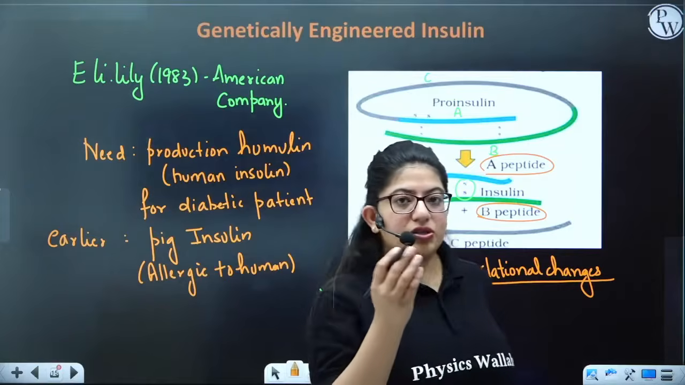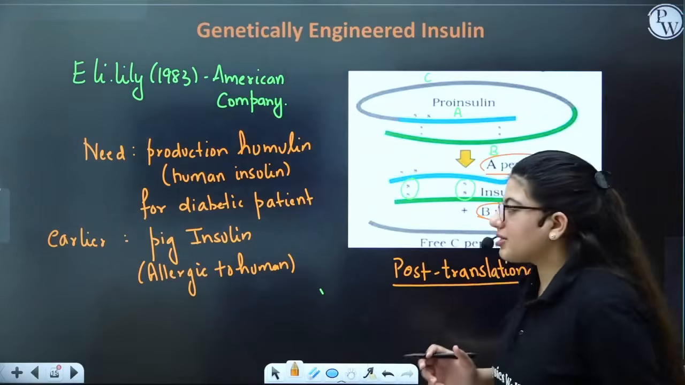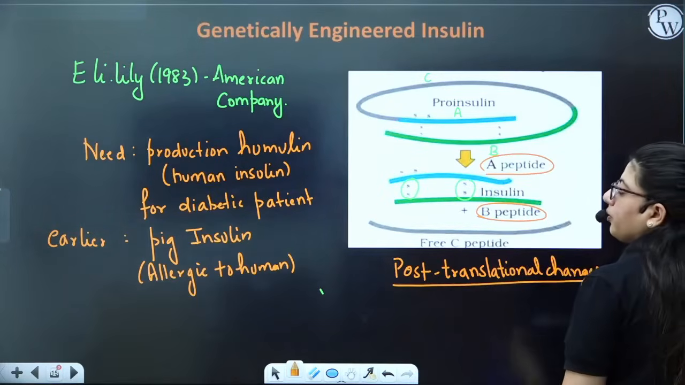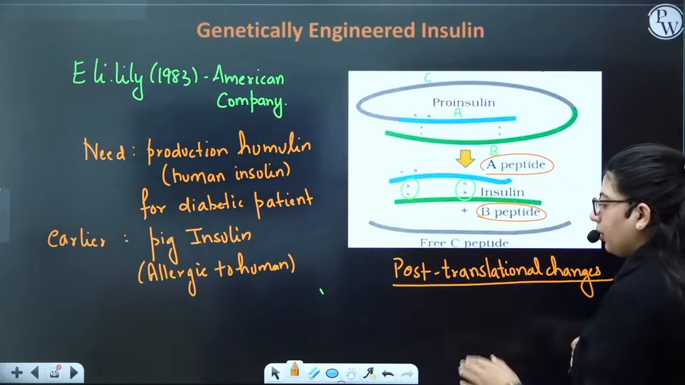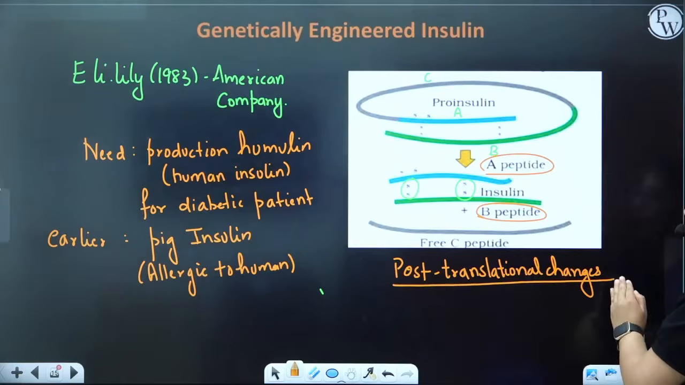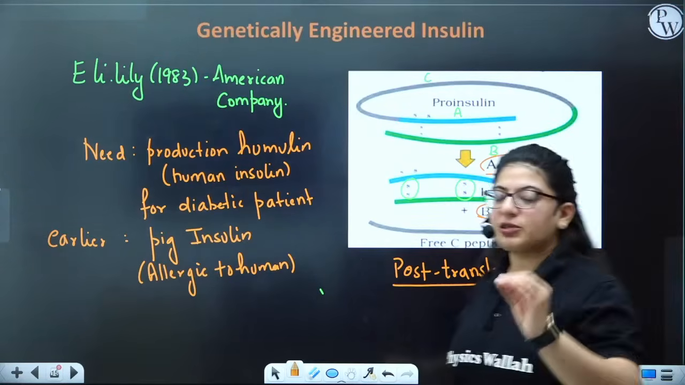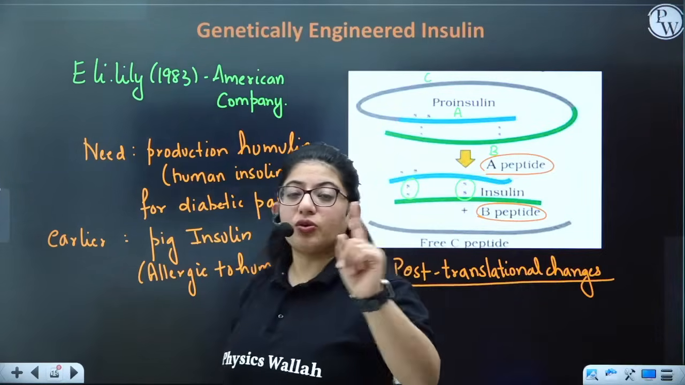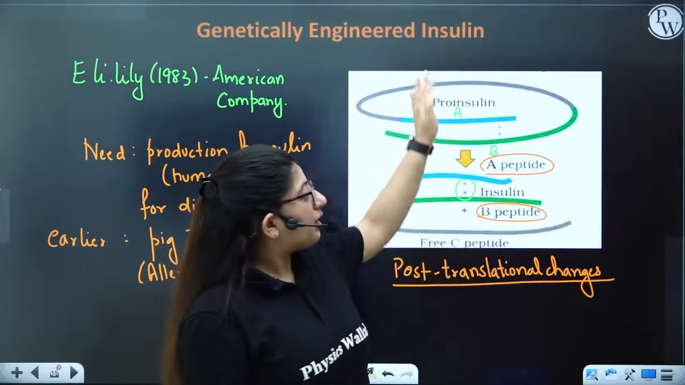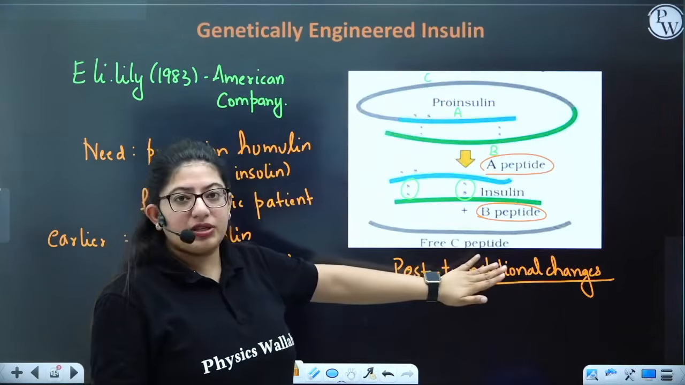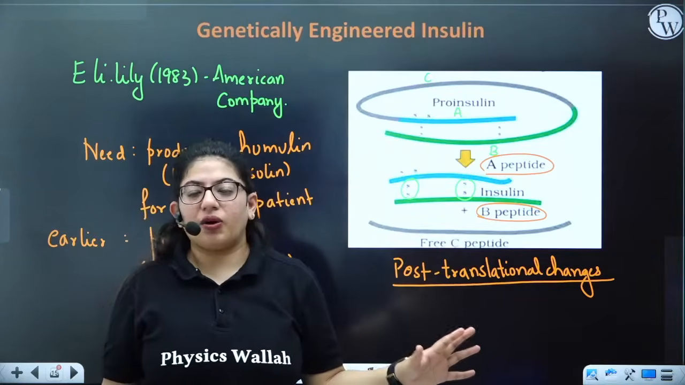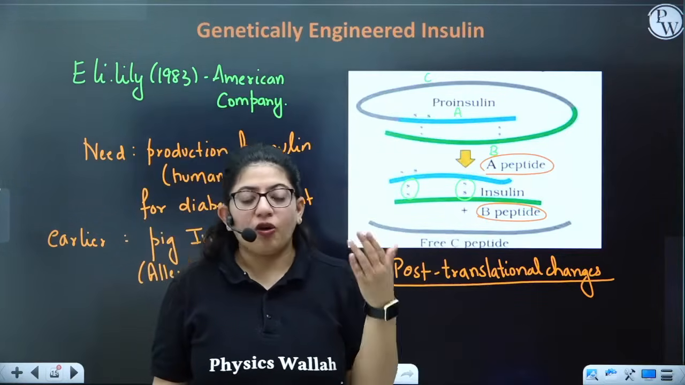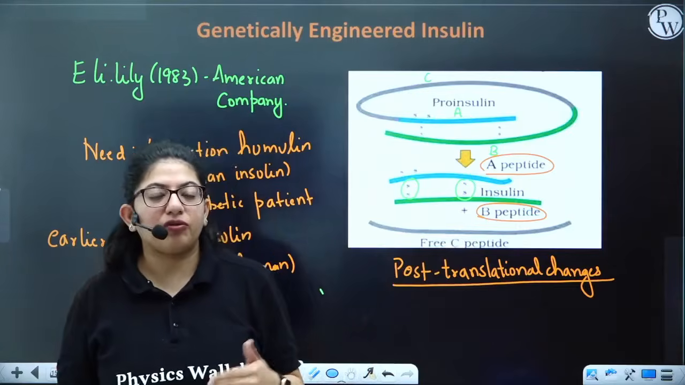Now what's the drawback? The drawback is that insulin is produced in proinsulin form. It later on gets converted into insulin, which is a mature insulin, and it is formed during post-translational changes. But bacteria is a prokaryote. It cannot undergo these changes. It can produce it up to this stage, but this thing the bacteria cannot do for you. So now we have to produce it in bacteria. We have no other option.